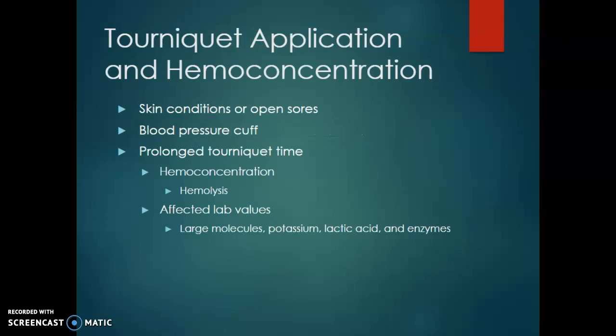Tourniquet application, very important: when you apply the tourniquet, watch for skin conditions or open sores. Sometimes you can use a blood pressure cuff as a tourniquet, and that can apply extra pressure, but it can also cause hemoconcentration, which is prolonged tourniquet time. You can have hemolysis, where there's damage to the cells, and so it's important to have the tourniquet on for less than a minute. If it is on too long, we need to make a note of that and know that it can alter test results.